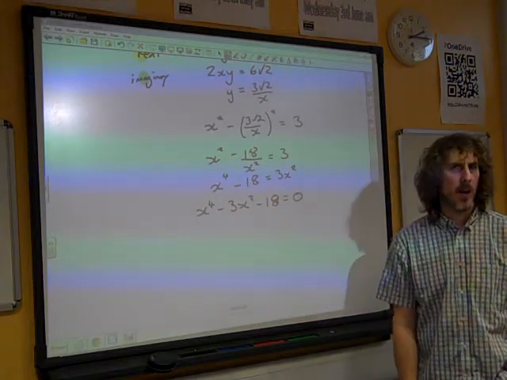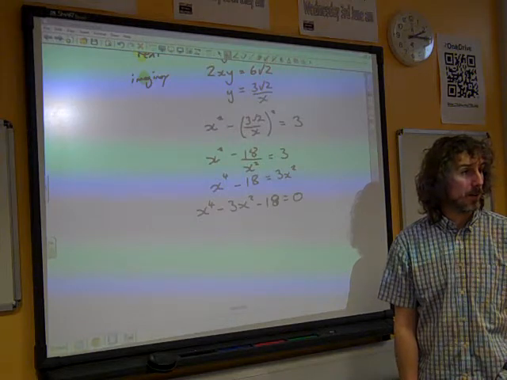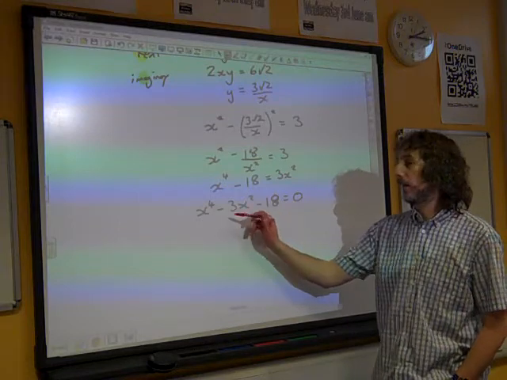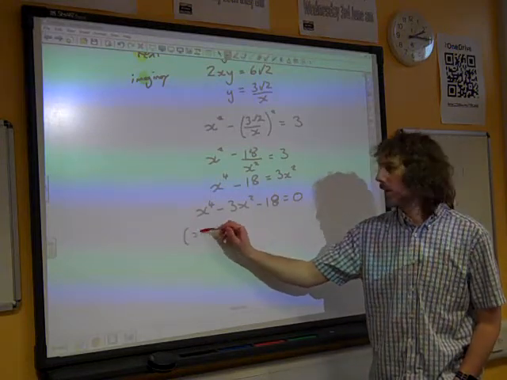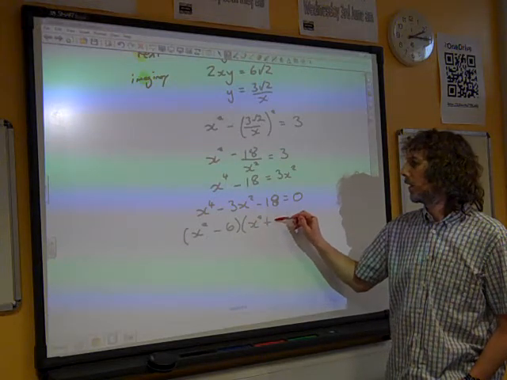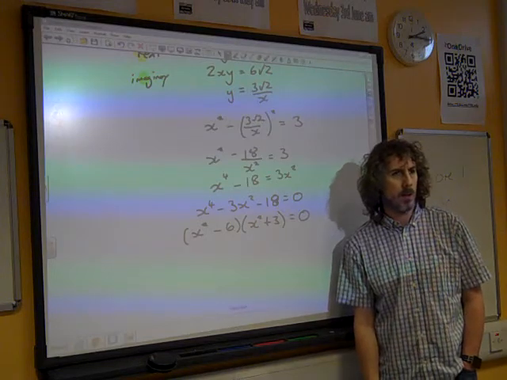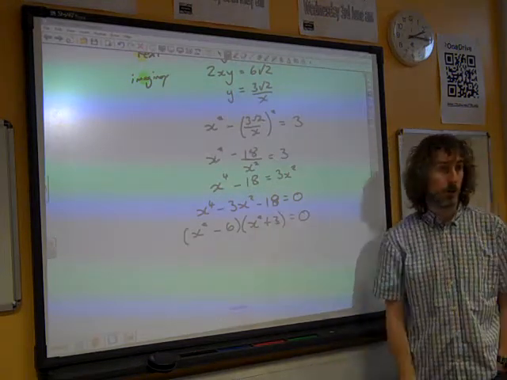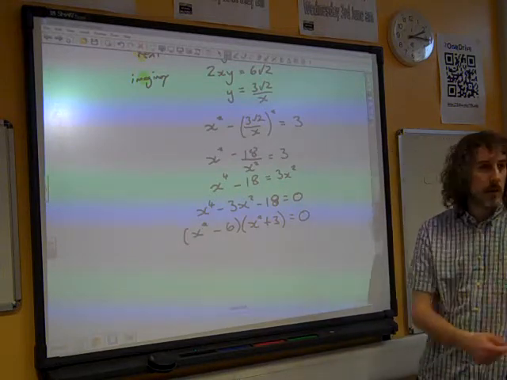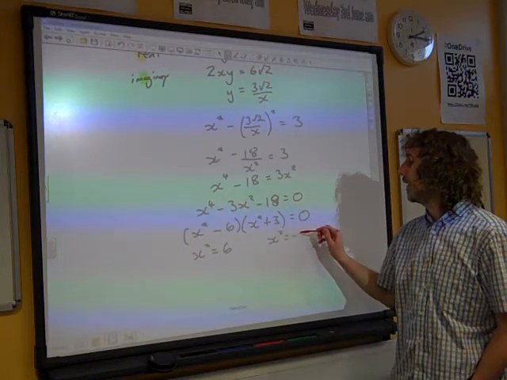Does it factorise? 18 is 6 times 3. So that's looking quite good, isn't it? Does that work? Can we leave it in terms of x squared? x squared minus 6, x squared plus 3 equals 0. You could do a substitution and use t or u or whatever letter you like, but we can leave it in terms of x squared, giving us x squared equals 6, or x squared equals minus 3.